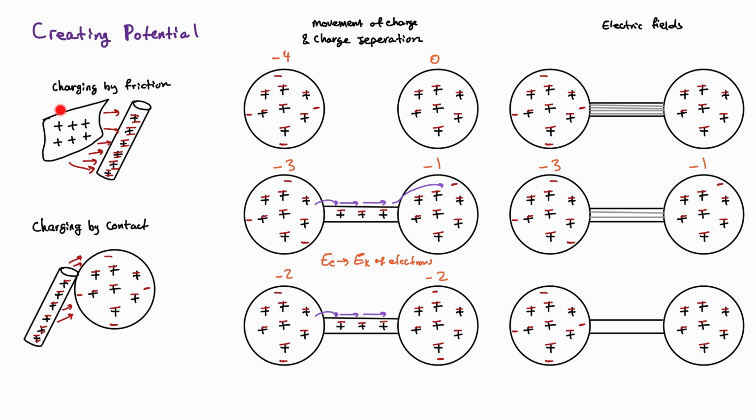In this case, this object becomes positively charged because now it has a deficit of electrons, and this object is becoming negatively charged because now it has an excess of electrons.